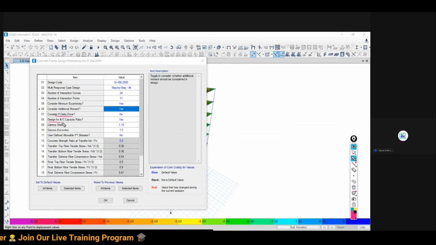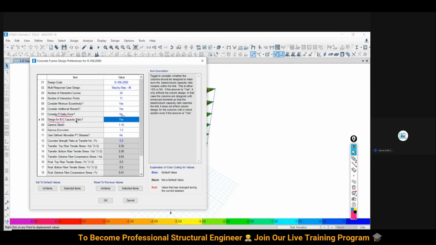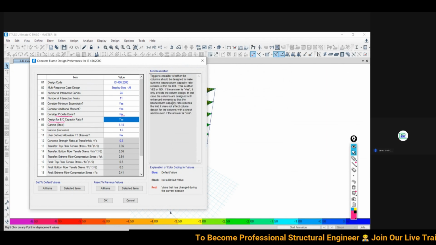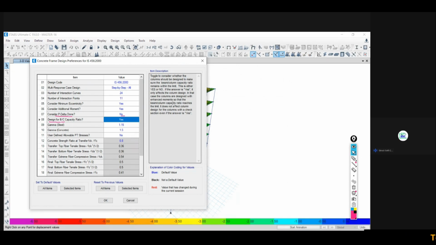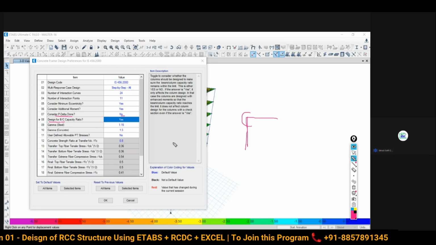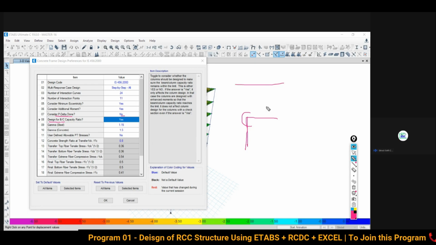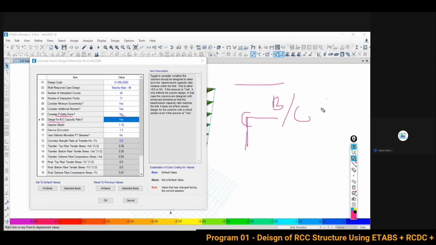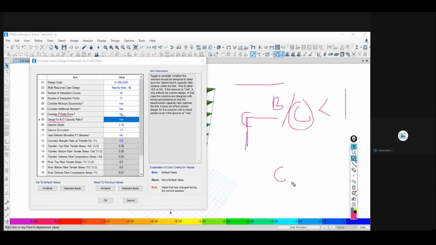Now, design for beam column capacity ratio. There is a recommendation to design your structure with the beam column capacity ratio, meaning a heavy column or high strength column and weak beam design approach. At the junction of beam and column, the beam column capacity ratio is considered. This ratio should be less than 1, and it is possible when the denominator value, the column capacity, is greater than the beam capacity.